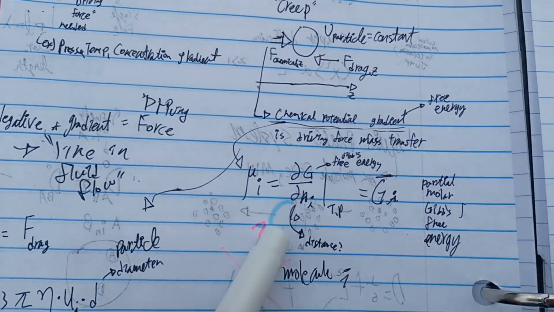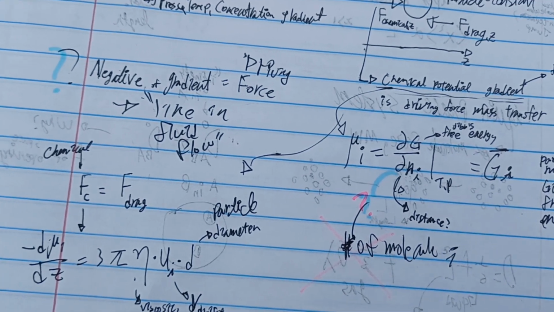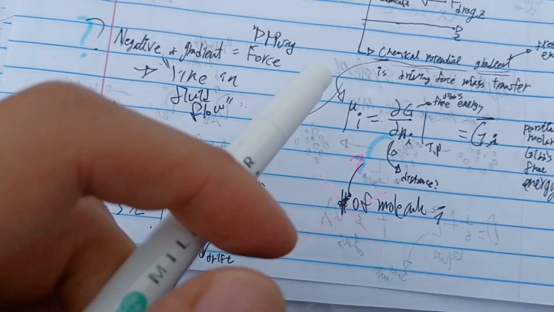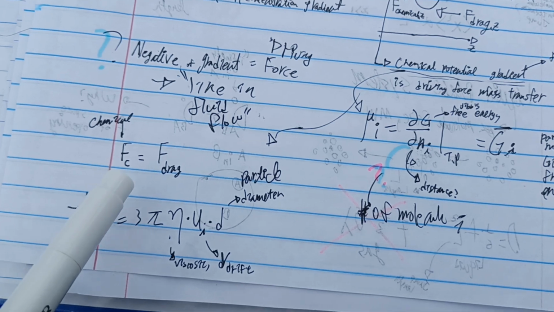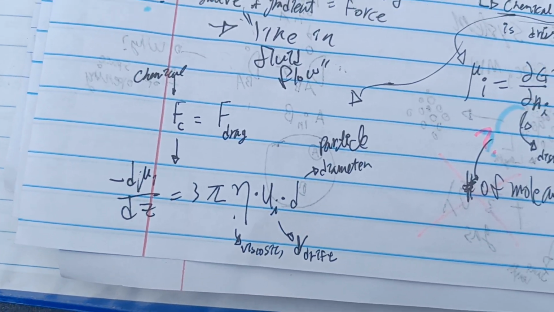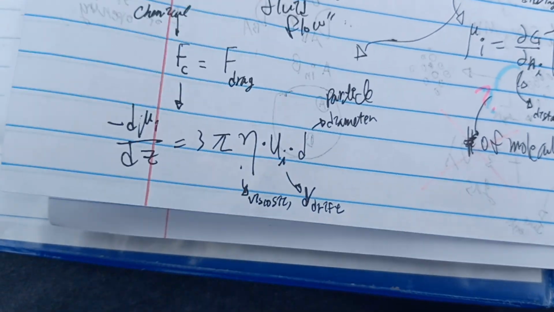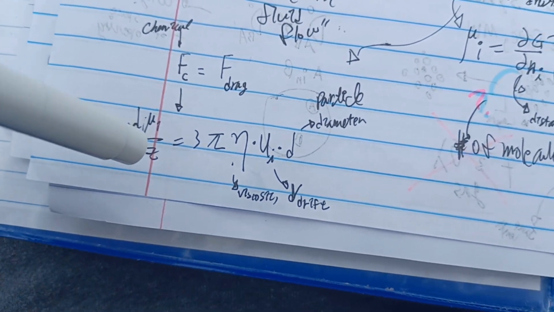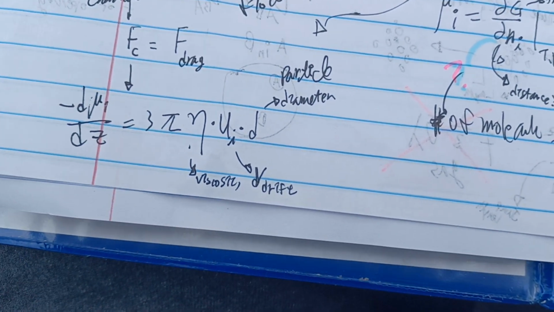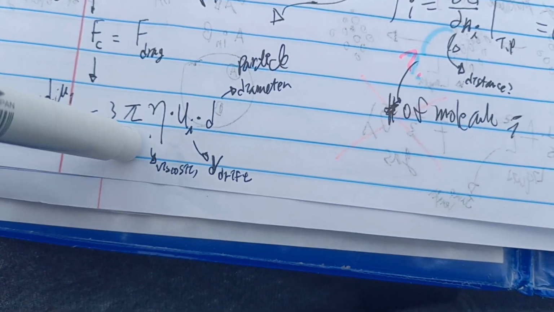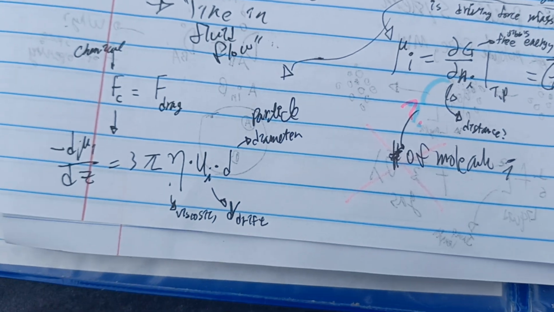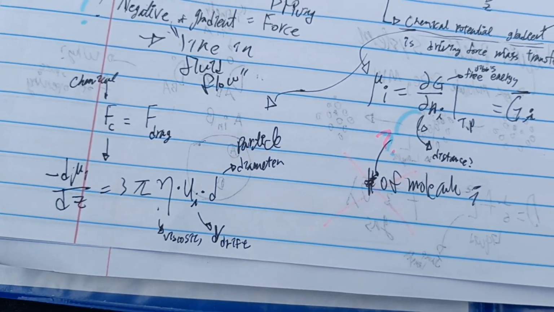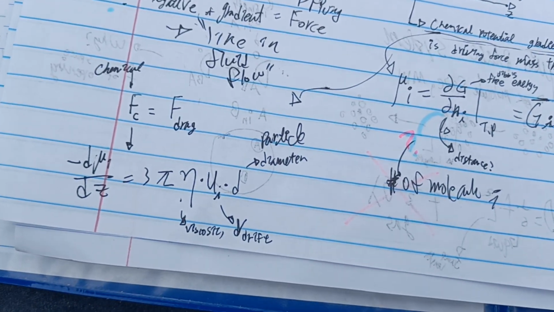So going back to this chemical potential gradient, we have this F_c, where c represents chemical, and so this chemical force, the potential force, and the drag force are the same. In such a case, we show that negative d mu over dz equals 3 pi times viscosity times drift velocity times particle diameter. And it makes sense for the drag force to have this particle diameter, drift velocity, and viscosity. As they increase, the drag force increases as well.